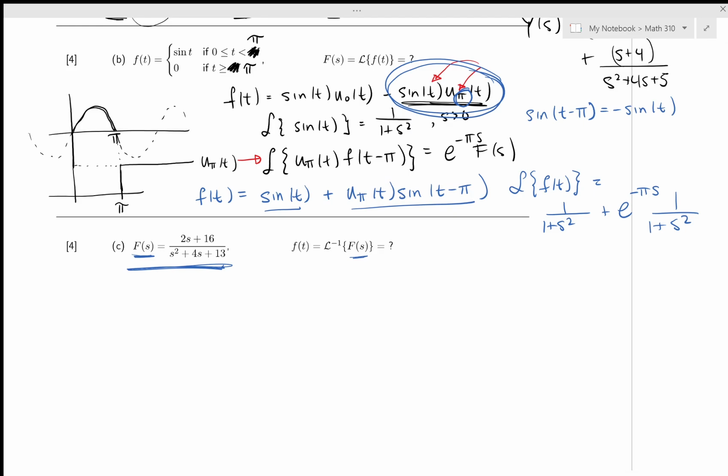So the first thing I want to understand is, can I factor that or can I not? Because that's going to make a difference on which way I go. I'm looking to see whether I can factor that quadratic into linear factors, so I check the discriminant. That's my first step. I'm looking at s squared plus 4s plus 13. The discriminant b squared minus 4ac is 4 squared minus 4 times 1 times 13, and I can see that's less than 0. So this is an irreducible quadratic.